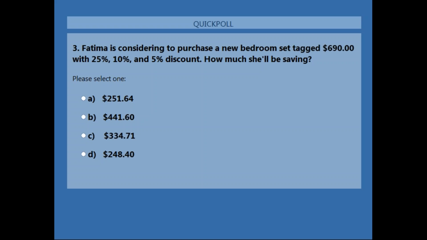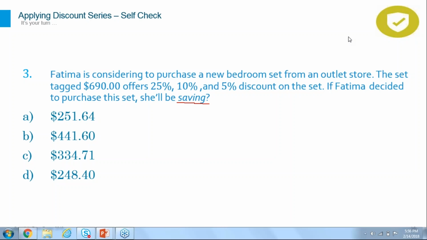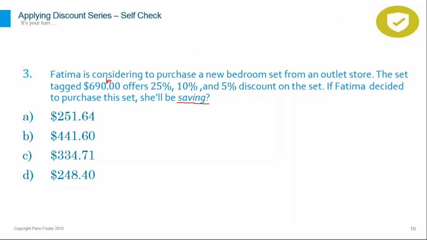Okay, let's do the question together. First we have the base, the tag price. We have 3 discounts, so we know we have to find the complement of each. For 25%, the complement is 0.75. The complement for the 10% is 0.9, and the complement for the 5% is 0.95. Multiplied altogether, they will get you 0.64. This is the percent of the selling price in decimal.